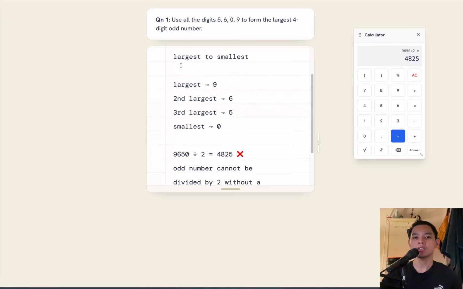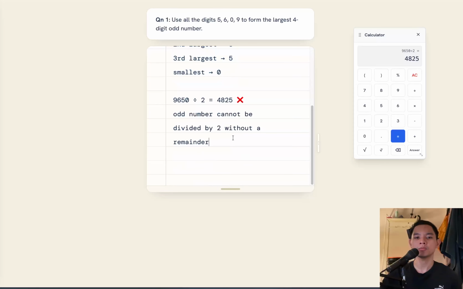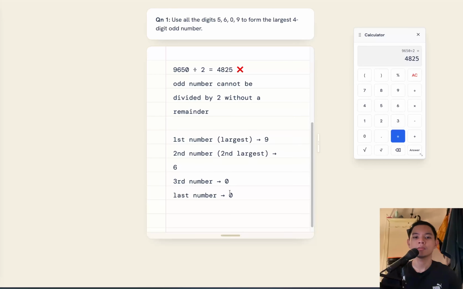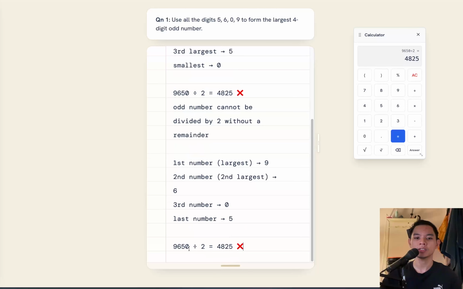So in this case, we will switch it up to 96. Then for the third number, let's put 0. And for the last number, we will just switch up the third and last digits to make 9605. So let's try it out. 9605 divided by 2 will give us 4802.5, so that means 4802 and then I will say remainder 1.